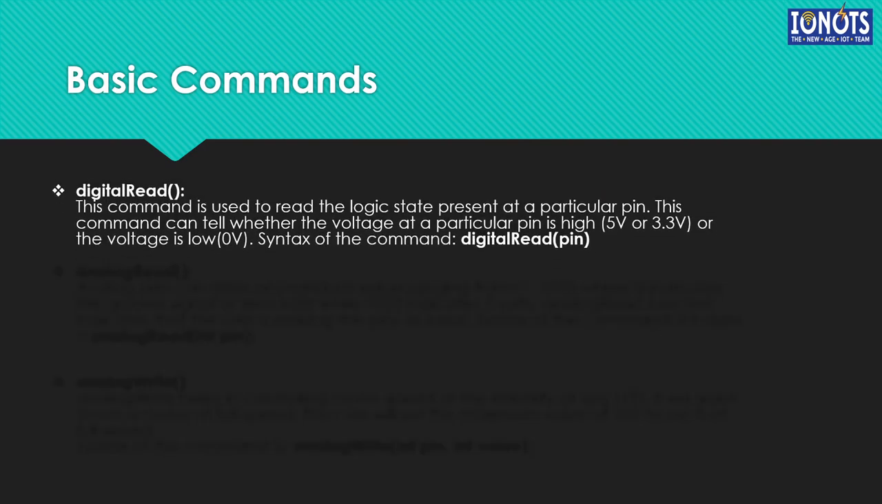The next command that we are looking at is digital read. This command is used in order to read the logic state present in a particular pin. This command can tell whether the voltage at a particular pin is either high, 5 volt or 3.3 volt, or the voltage is low, 0 volt. The syntax is as shown.